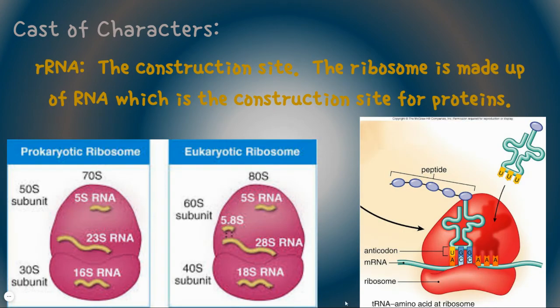The last in our cast of characters is the ribosomal RNA, the little r, big RNA. This is the genetic material, the type of RNA that's actually a part of the ribosome. The ribosome acts like a construction site. It's a little protein factory. So all proteins are made here. And you can see the picture to the right.